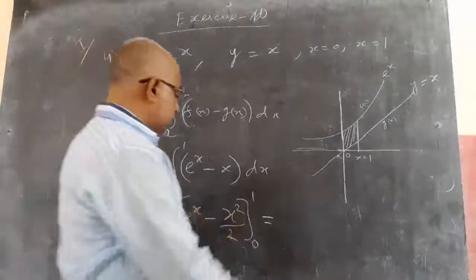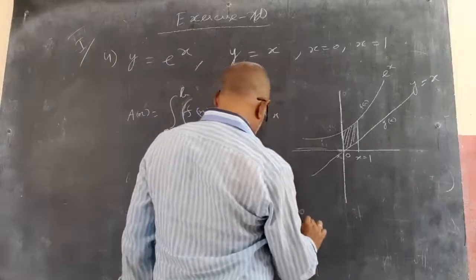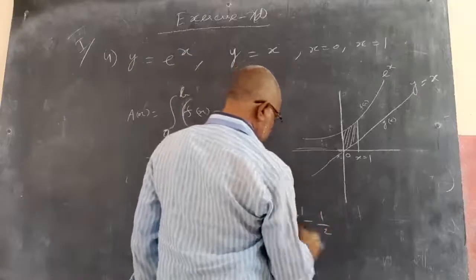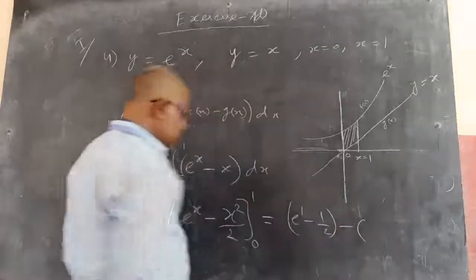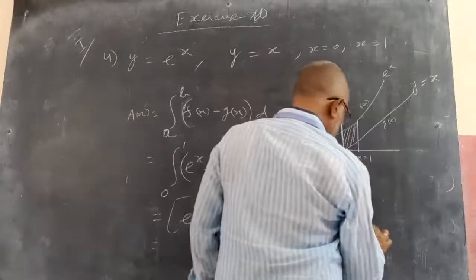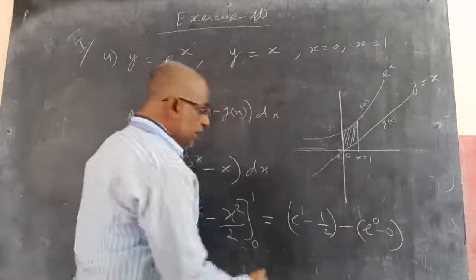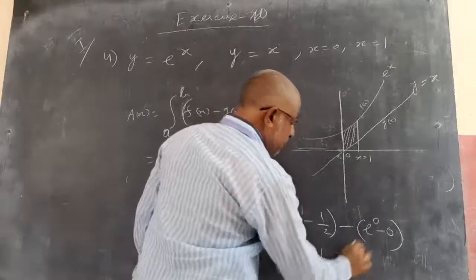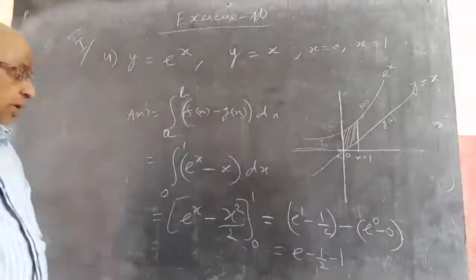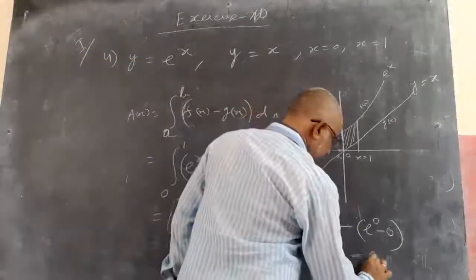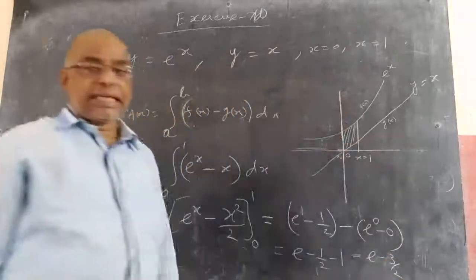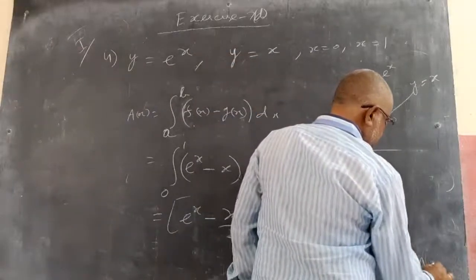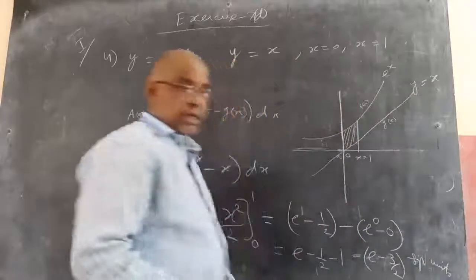Now the upper limit is 1, the lower limit is 0. If I apply the upper limit, it becomes e power 1 minus 1 by 2. Upper limit minus lower limit: e power 0 minus 0 by 2 is 0 only. So what is left is e power 1, which is e, minus 1 by 2, minus e power 0, which is 1, and the 0 you can leave. So finally e minus 3 by 2 square units is the required area.